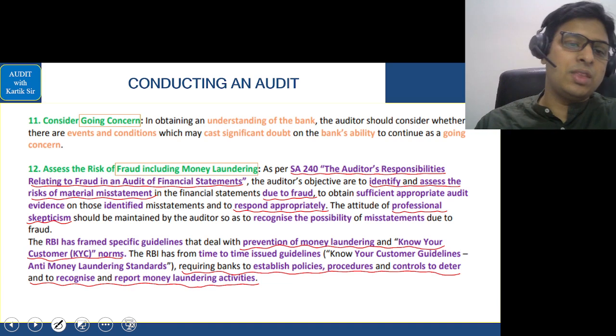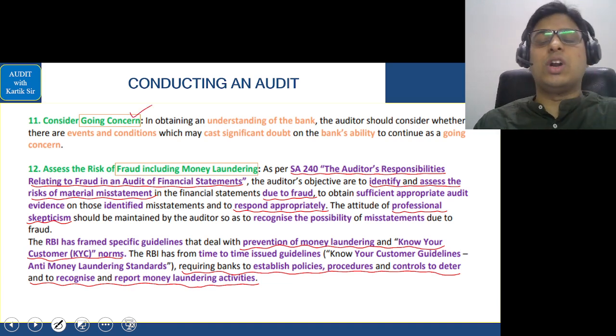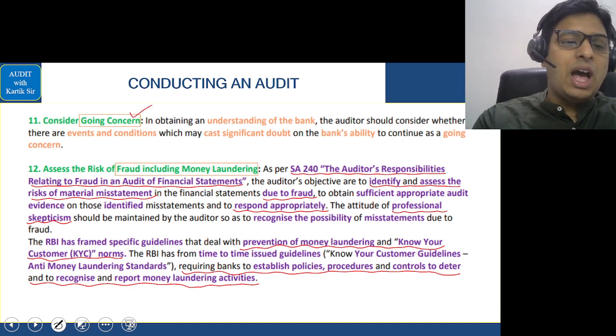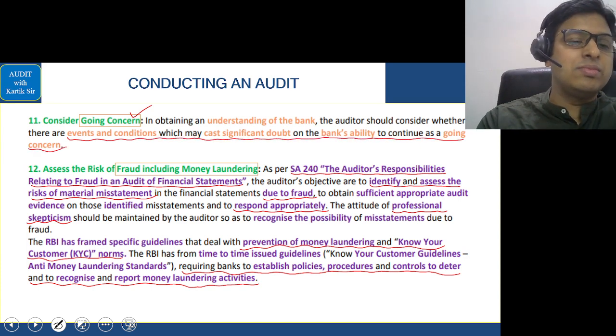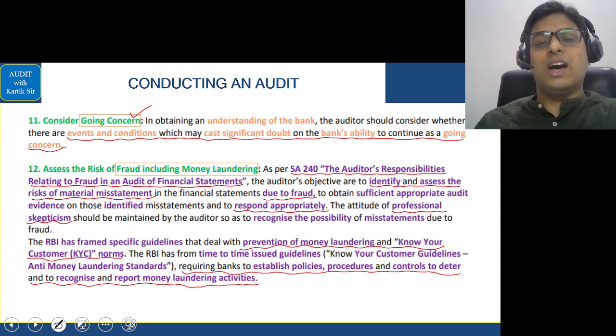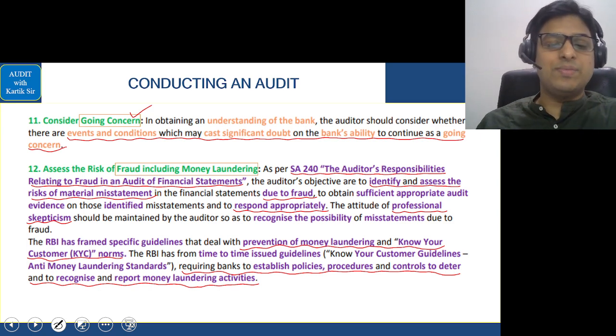As simple as that. Going concern, we'll check whether the bank is going to continue as a going concern. So the auditor will see, are there any events or conditions which may cause a significant doubt on the bank's ability to continue as a going concern? Events or conditions that may cause a significant doubt on the bank's ability to continue as a going concern. The auditor will check that.